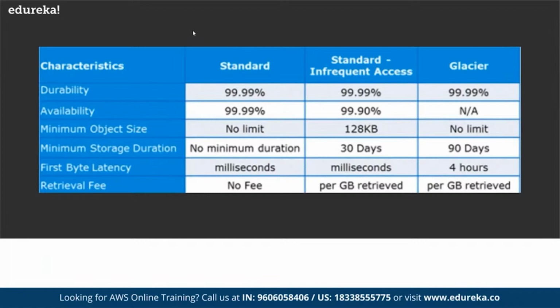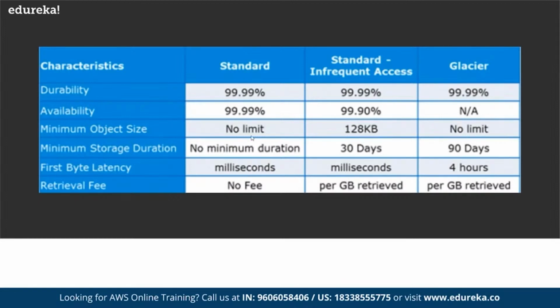As we can see here, each and every service is highly durable, but in terms of availability, standard is available 99.99% of the time. Infrequent access is available 99.9% of the time, and Glacier is not available because we have to manually request the retrieval of data. That's why it is not available, right?